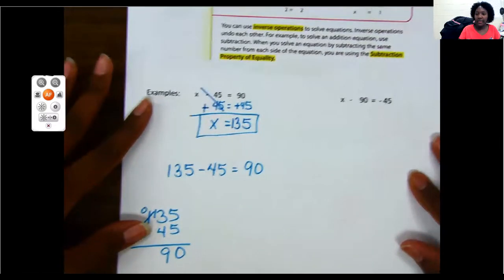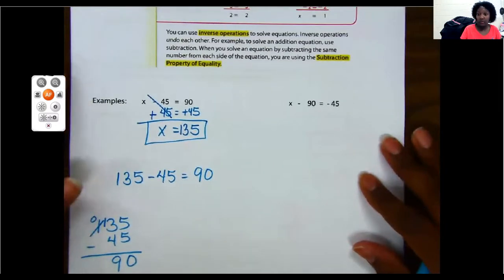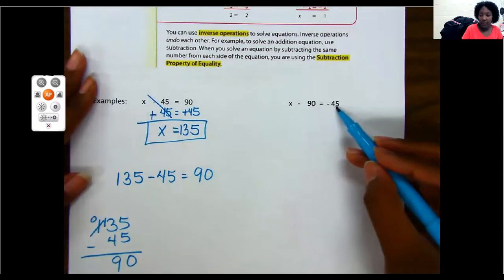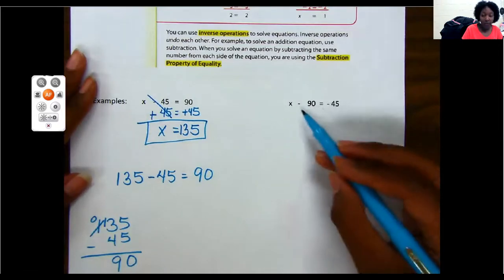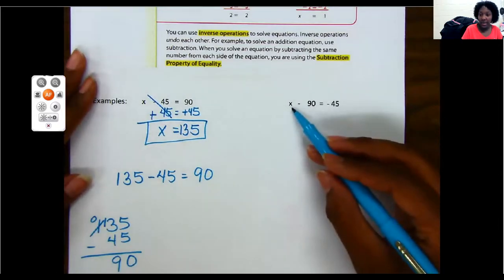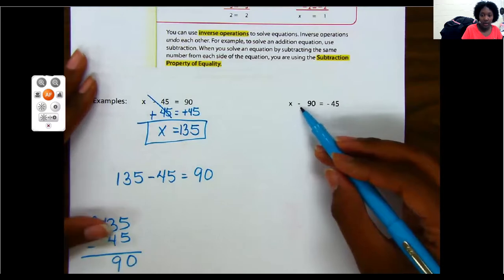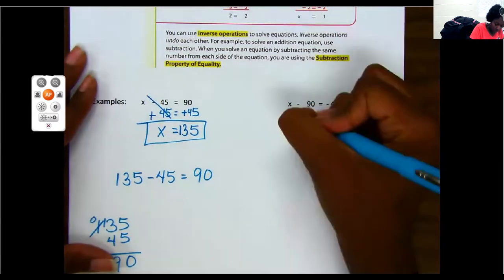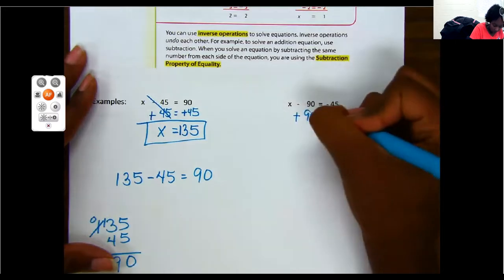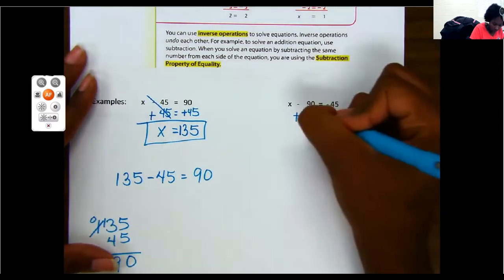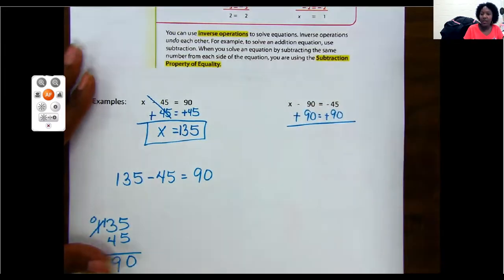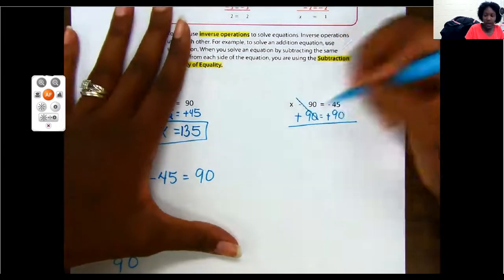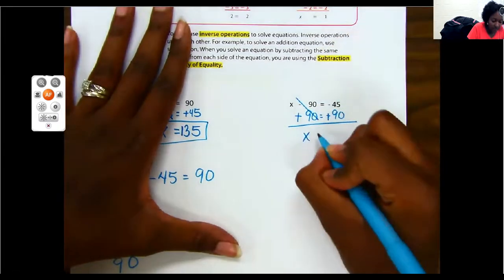All right, one more, ladies and gentlemen. Let's do it with a negative number. I have x minus 90 equals negative 45. Again, I'm trying to get the variable x by itself by doing the opposite operation. Because I have negative 90, I'm going to do a positive 90 on both sides. Got to keep it equal. A negative 90 and a positive 90 cancel each other out, and we're left with x.